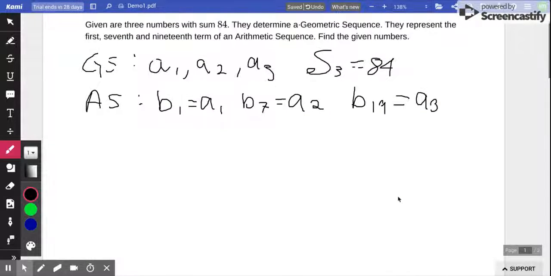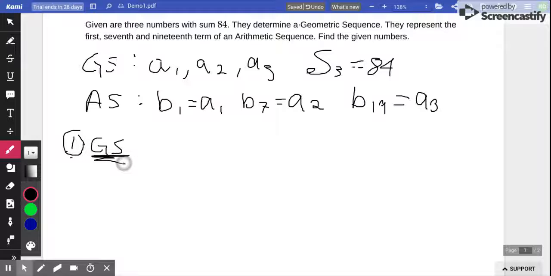Now let's try to solve this. Like I explained a couple times, we want to start with the information that's really obvious. In this case, the sum of the first three terms equals 84. Of course, these belong to a geometric sequence, so I'll write this down again just so that we're clear about that.